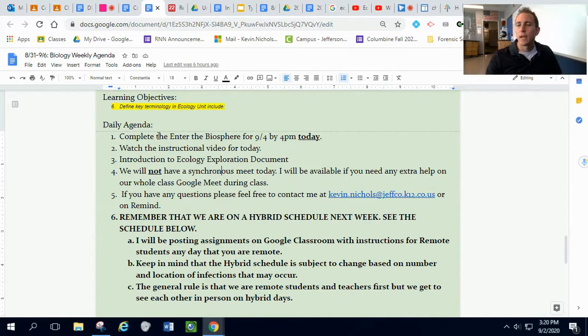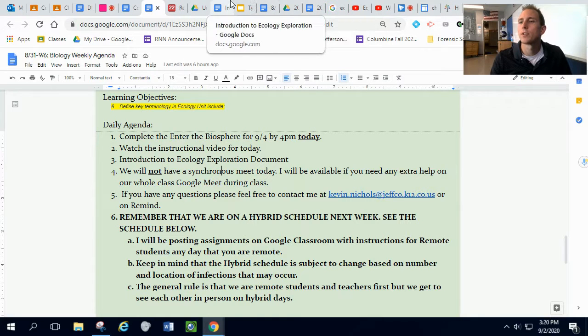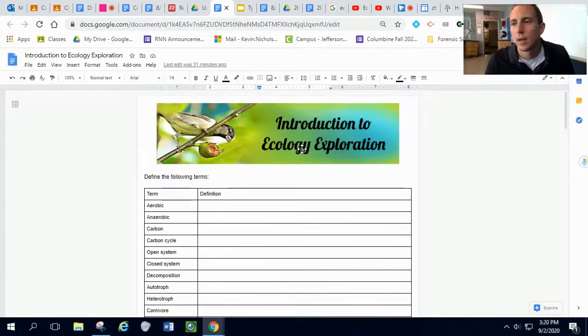Okay, so again, Enter the Biosphere by 4 p.m. today, and then you're going to transition into the Introduction to Ecology Exploration. So this is going to be a little bit of preloading for what we're going to be learning about next week. And this is kind of how this process is going to work. Usually I'm going to be giving you some remote assignment the previous week for what we'll be covering next week. That way, come Monday, everyone will be ready to go for whatever activities we might be doing in a hybrid or remote setting.